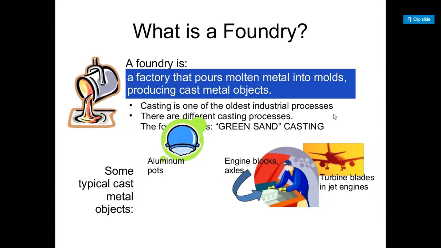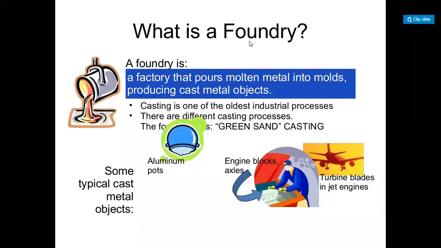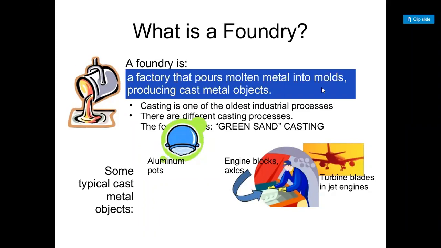A foundry is a factory that pours molten metal into molds, producing cast metal objects. In Foundry, we are making different parts, any type of parts. It's like iron, aluminum, cobalt, copper, silver, any type of objects you can make in the foundry.